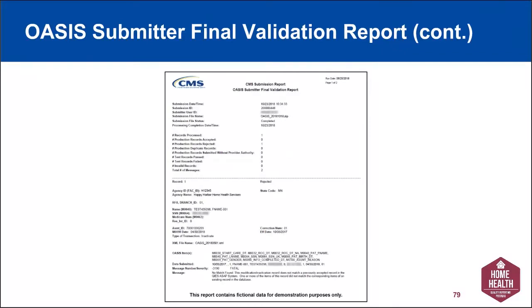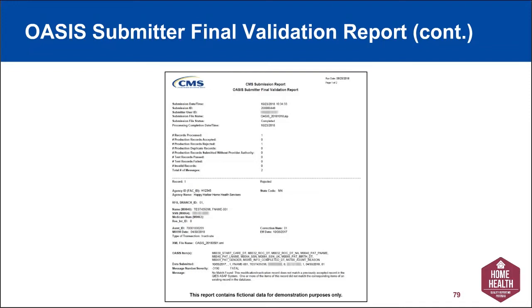This is what the submitter final validation report looks like. For the specified submission ID, the report is sorted by record number, error type description, and the item in error. Note that the number of errors listed on the report for each record included in this submission file is limited to a number defined by the state agency.